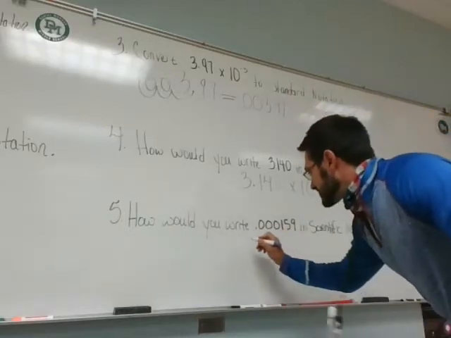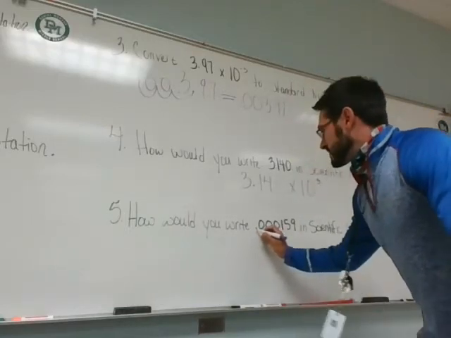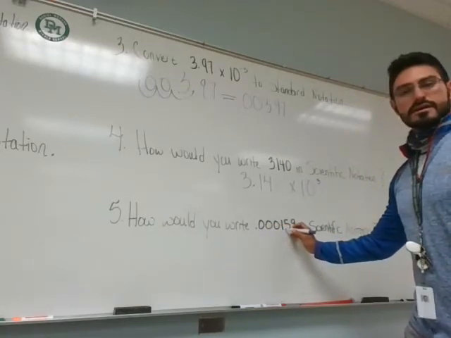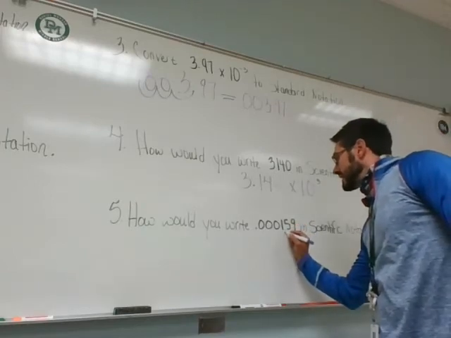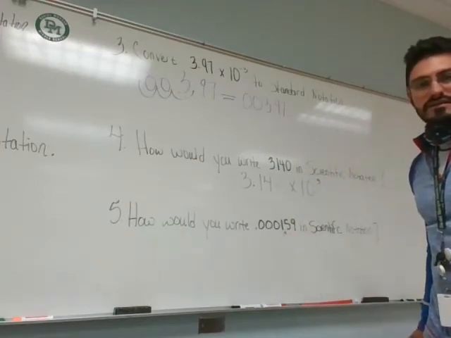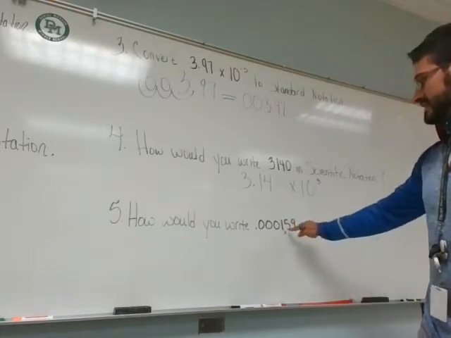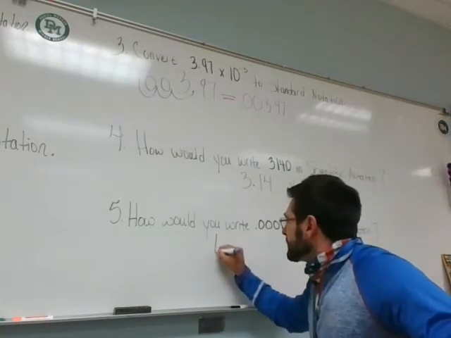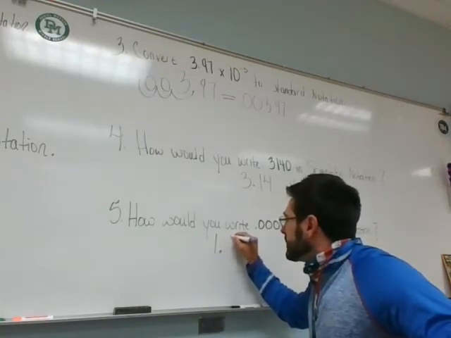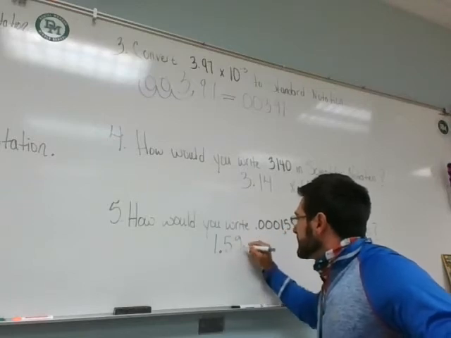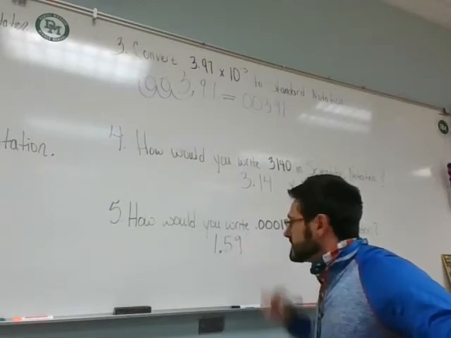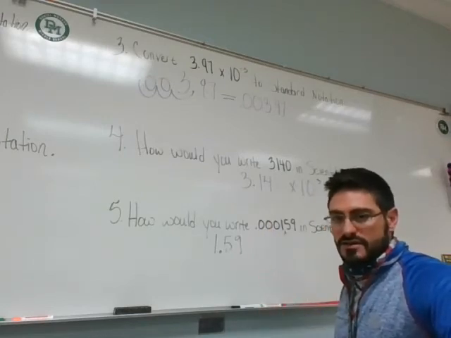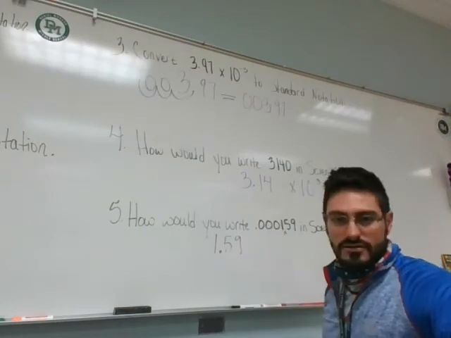I'm going to crouch down a little bit here. Where is the first number that's not a 0 in this? We got 0, 0, 0. Oh, 1. So we're going to have to put it between the 1 and the 5. So I'm going to write 1.59 because that's the form for scientific notation. One number, then a decimal, then the other numbers.